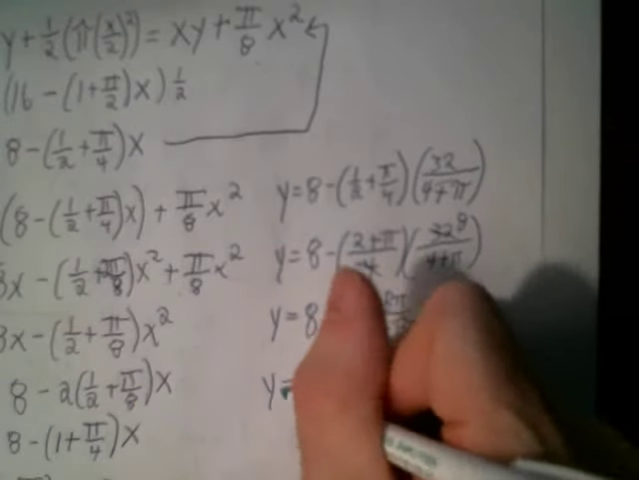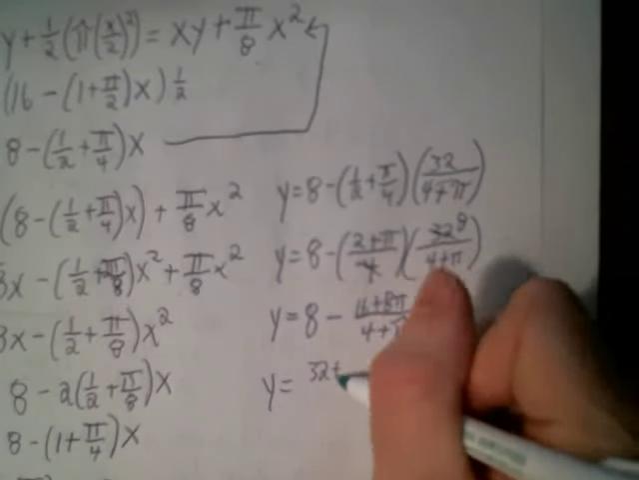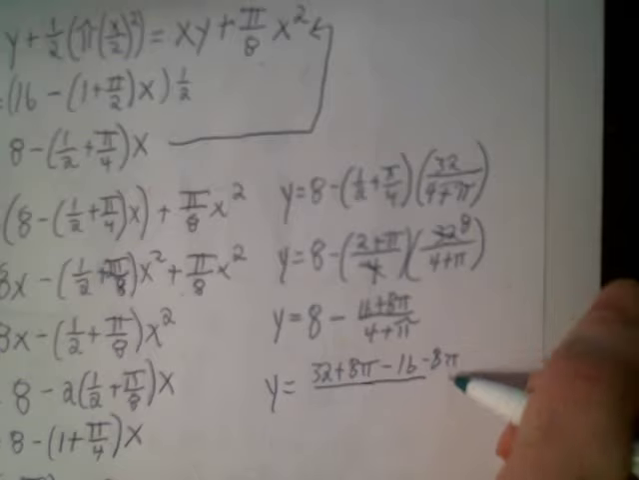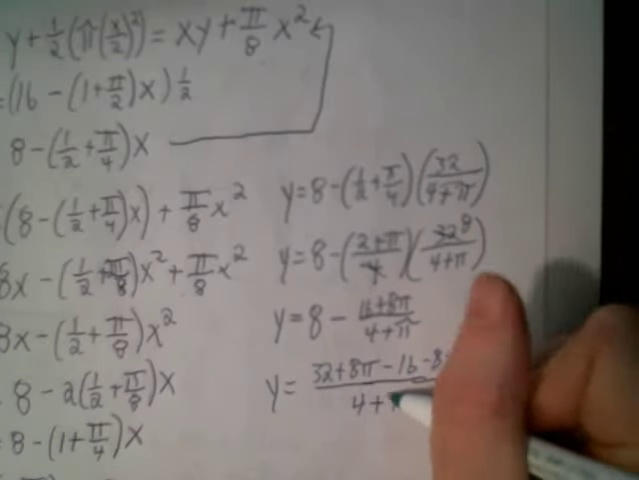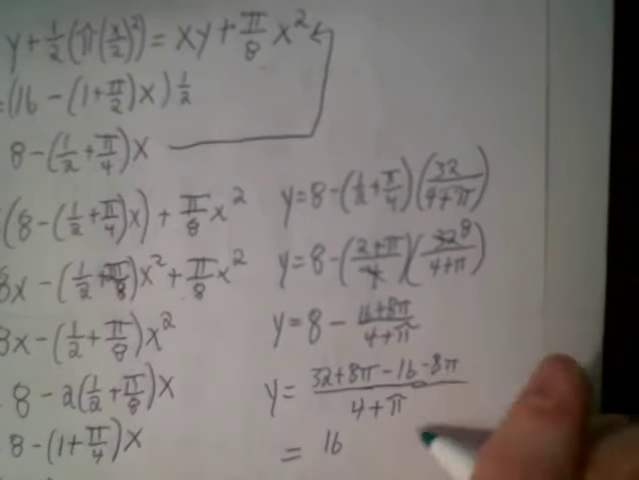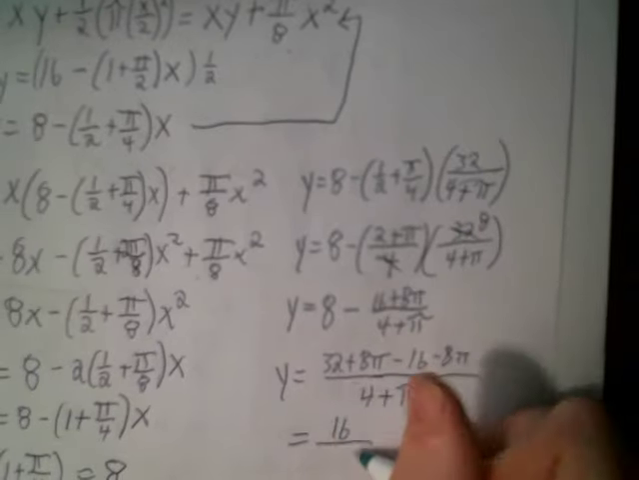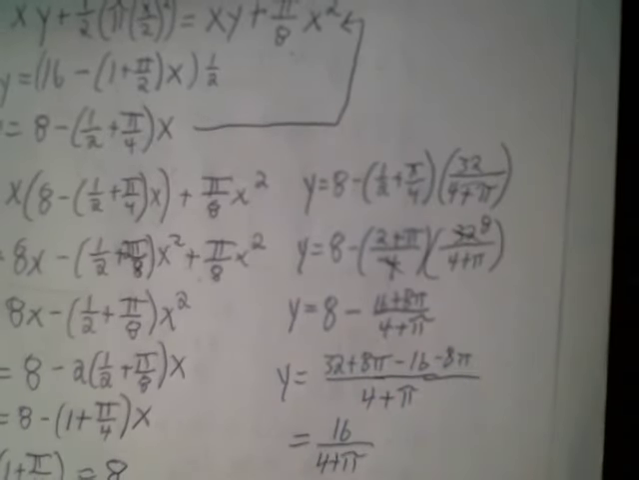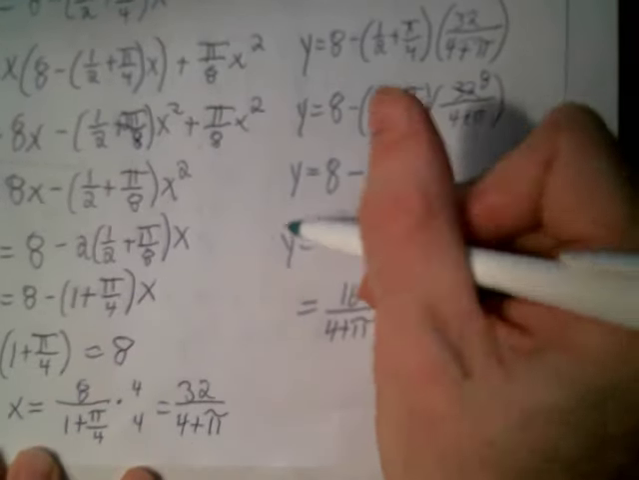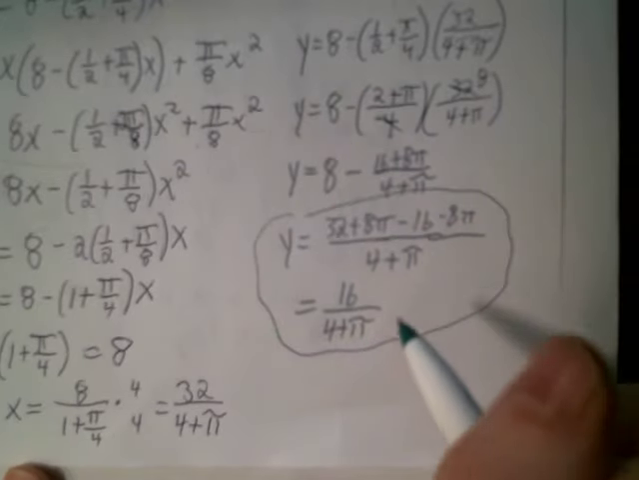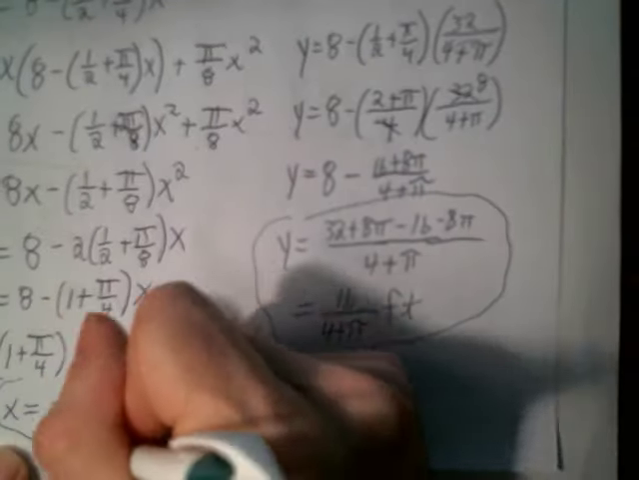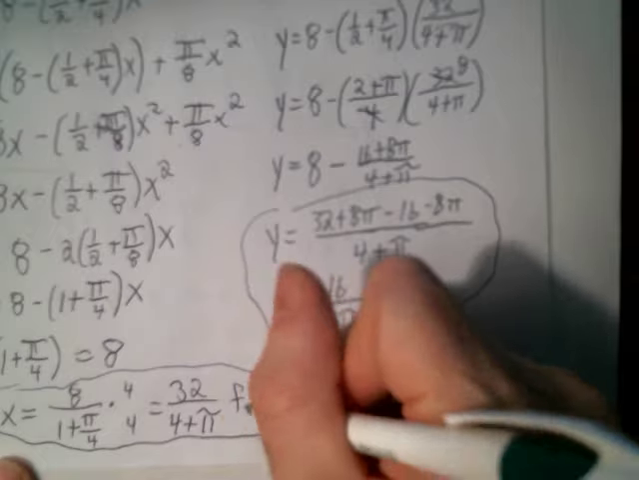And get a common denominator. So we have 32 plus 8 pi all over, minus the 16 minus the 8 pi all over 4 plus pi. And then finally 32 minus 16 is 16. 8 pi minus 8 pi is 0, all over 4 plus pi. So ultimately our dimensions, we want y to be 16 all over 4 plus pi, and I guess we're in feet. And then here x equals 32 all over 4 plus pi feet.